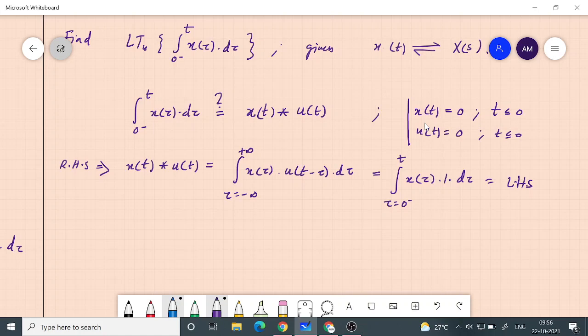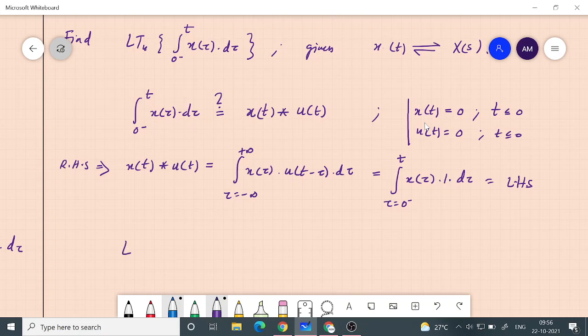The upper limit is t and the lower limit is 0 because x of t is causal, and the upper limit is t because u of t is causal. So t minus tau, if tau is less than t, then t minus tau is positive. At that time it is equal to 1, but if t is less than tau, then the argument is negative and it is going to be 0. So that is why we are integrating only up to t where it is 1. So that is our LHS.